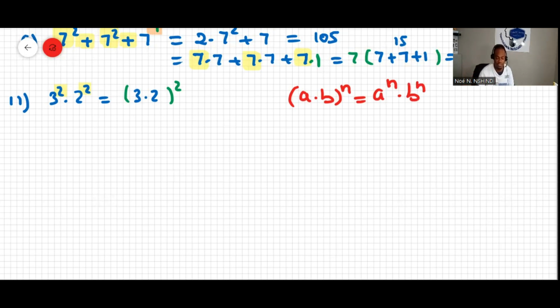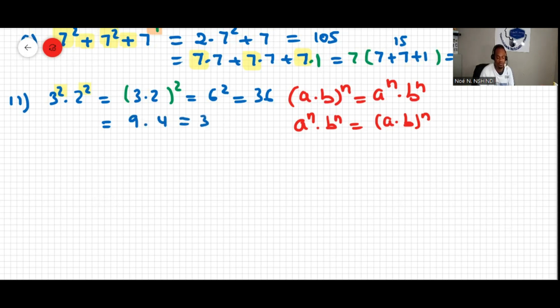Like in this case, we have a to the n multiplied by b to the n, and we transform it to a times b raised to the power of n. We can do that, okay? And then this is equal to 6 squared, which is equal to 36. Or we can just work out 3 squared is 9, 2 squared is 4, and then it's equal to 36. Okay, I'll leave question 10, this is similar. Okay, let's do question 12.